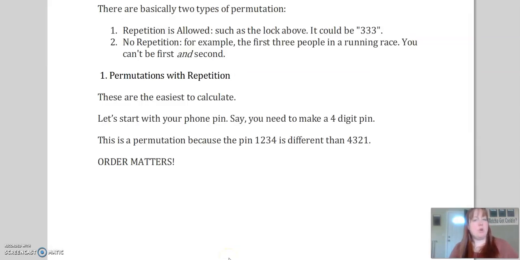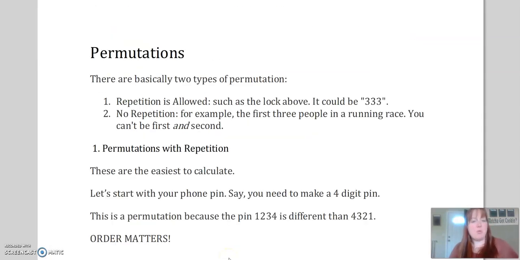Now that we know that in permutations order matters, and remember, a permutation basically just tells us how many different ways we can order a certain number of things. In permutations, unlike combinations, order matters. So 1, 2, 3, 4 is different than 4, 3, 2, 1, just like on your phone if you're trying to enter a PIN. There are two different types of permutations.